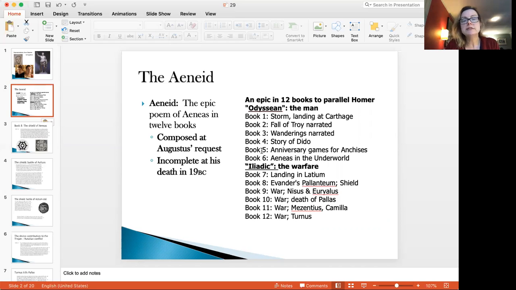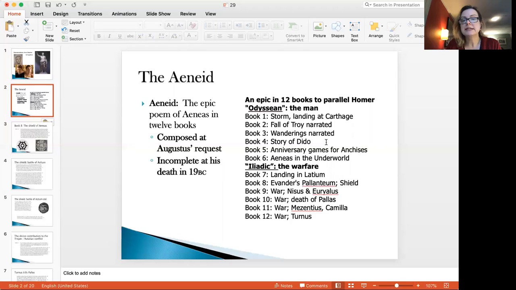And so the first 6 books that we have been talking about so far were more the Odyssean part. These were the parts that had to do with the wandering of the hero trying to reach, in this case, Italy, or in the case of Homer, Ithaca.